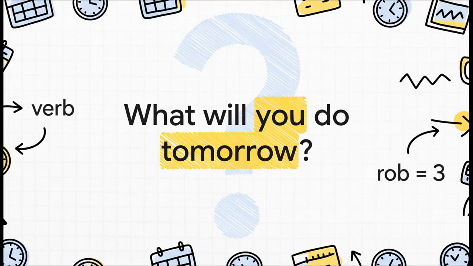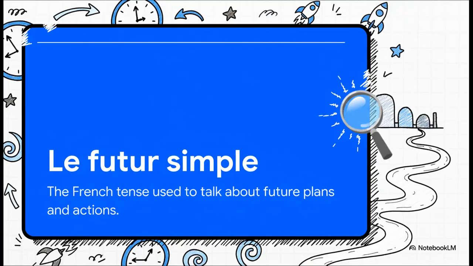I mean, think about it. What will you do tomorrow? It's a question we ask all the time. And in French, the answer lies in this one specific tense that, honestly, makes talking about the future incredibly straightforward. This tool is called le futur simple. The name kind of gives it away, right? It's the tense you use to talk about all your future plans and actions. Basically, it's your go-to for anything that hasn't happened yet.